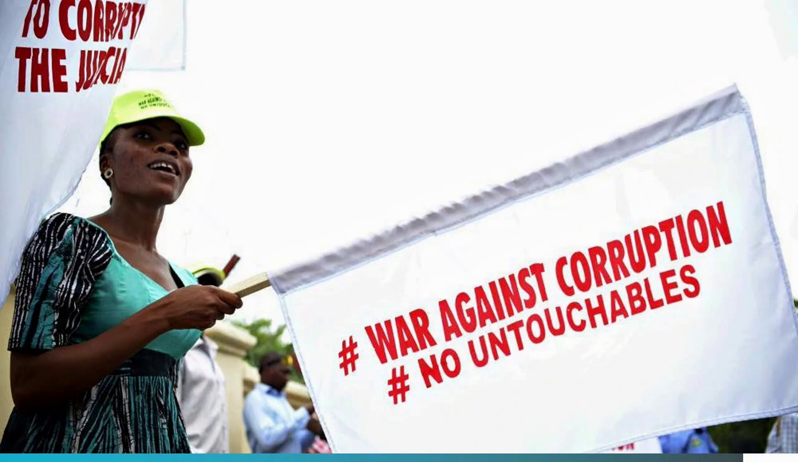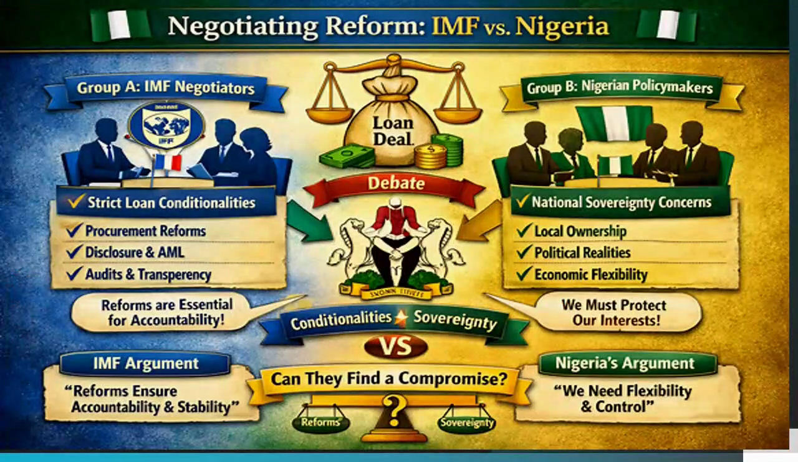Activity, negotiating reform, IMF versus Nigeria. Group A will act as IMF negotiators, insisting on strict conditionalities. Group B will act as Nigerian policymakers, defending sovereignty and feasibility. Each group prepares arguments, then presents.